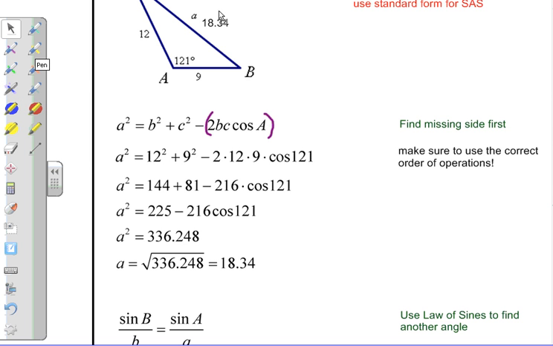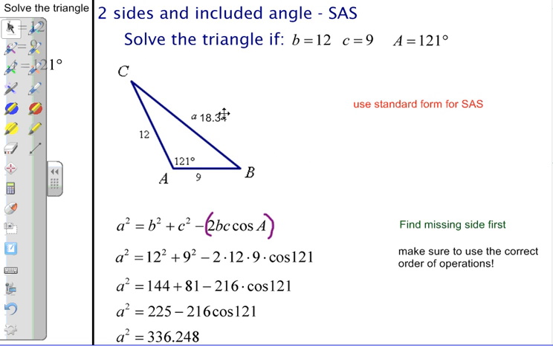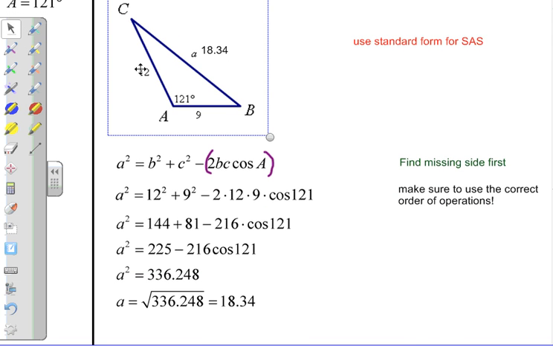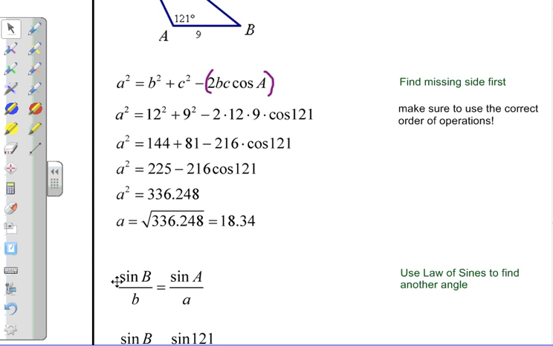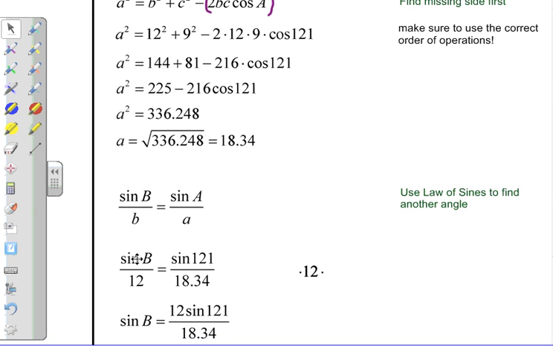Perfect. So now I'm going to put that in my diagram and make sure it makes sense. Oh yeah, it's the biggest side, it's across from the biggest angle, it's about on the same scale as the other side, so that looks good. Now, once I have that side, I'm going to use the law of sines to find my other angle. So remember, sine B over b equals sine A over a. Plugging in my values, sine B over 12 is equal to sine of 121 over 18.34.